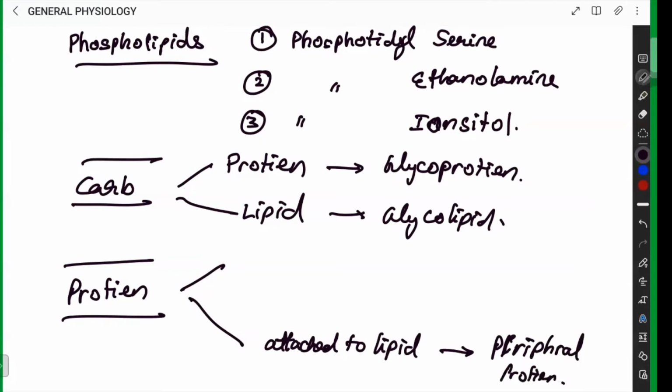And the other is present in the entire area. So your protein is either attached with lipid or it is present in the entire area. When it is present in the entire area, you call it a transmembrane protein. Now you are clear with this, right?